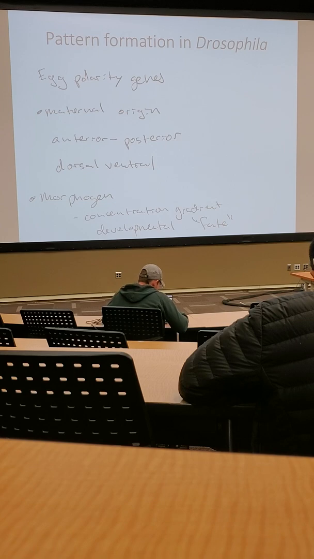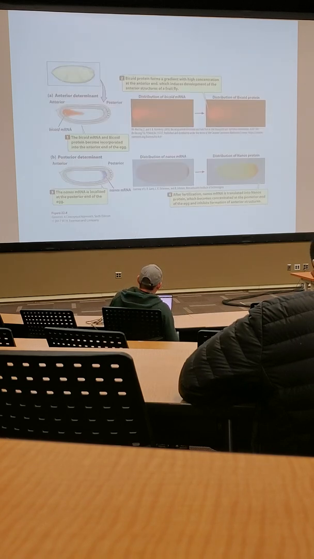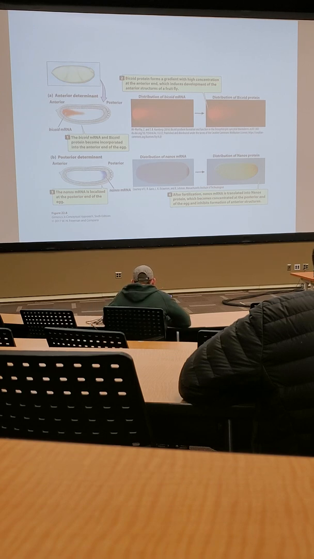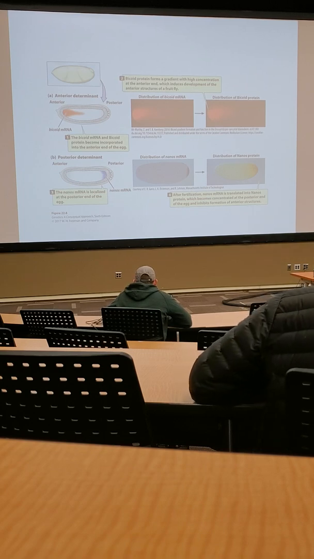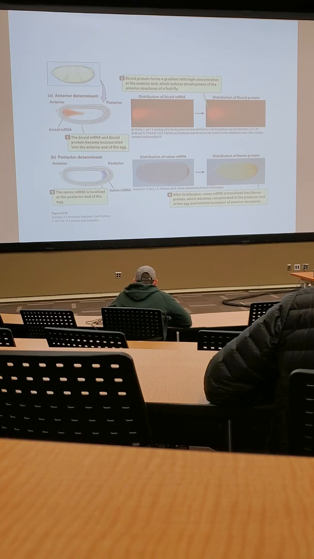What does that look like? I'm going to skip this one to this one. So here's an example. This is a gene called bicoid. You can label it. We talked about how you can localize RNA in a cell. You do an experiment called an in situ experiment, right?